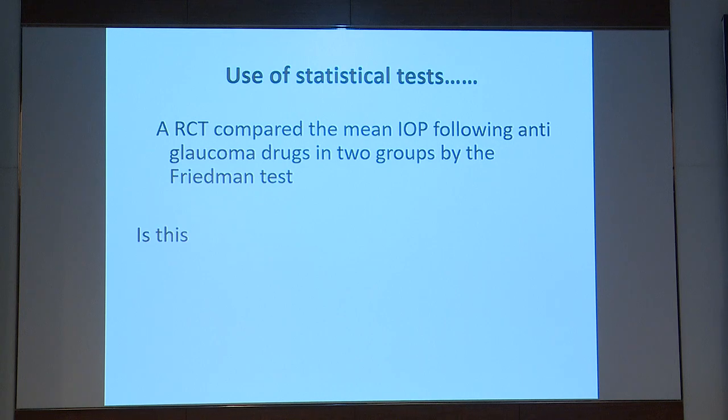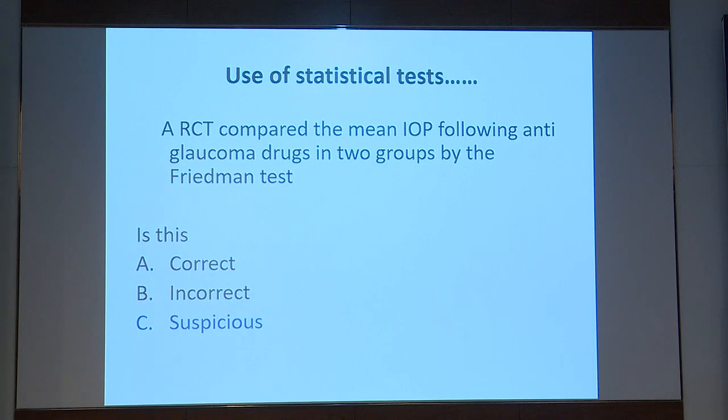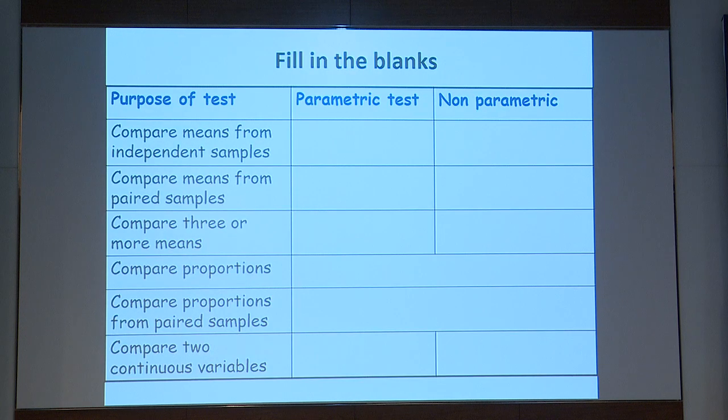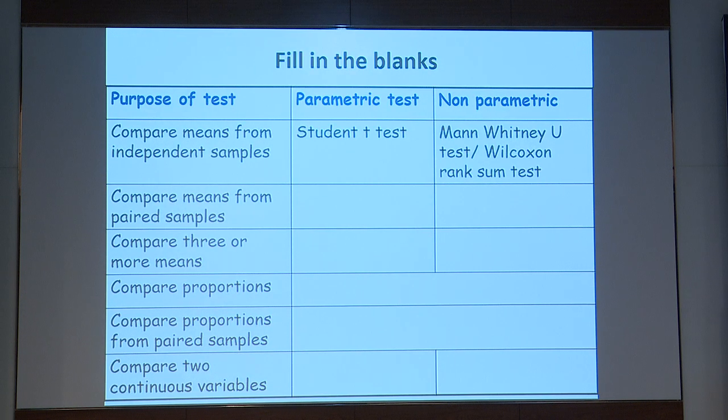So suddenly an RCT comparing mean IOP following anti-glaucoma drugs in two groups by the Friedman test. Is this correct? Incorrect? Suspicious? What do you think? Suddenly from somewhere somebody has used a Friedman test because he used tests to find out which test will give a positive result, and applied that test. So this is very suspicious. Why did somebody suddenly come out with a test which is not normally used by many people, and suddenly he used this, and you ask them for the data and say, I will apply the test and find out, right?